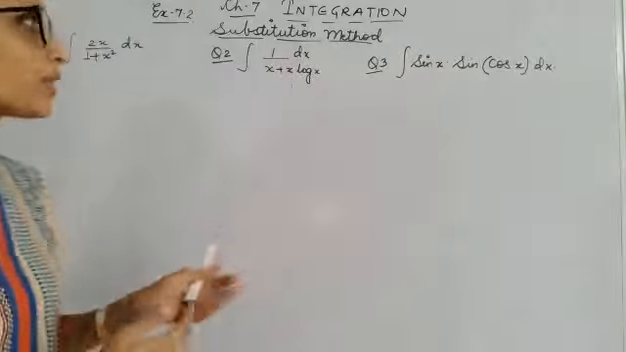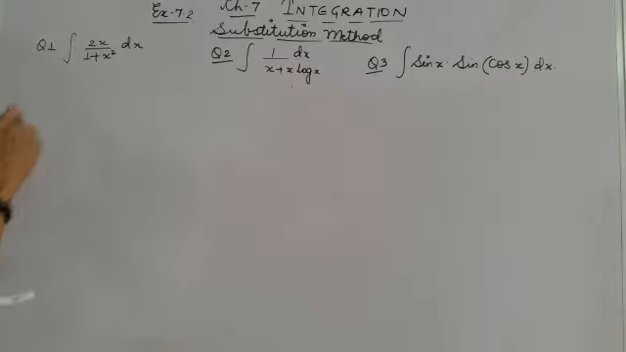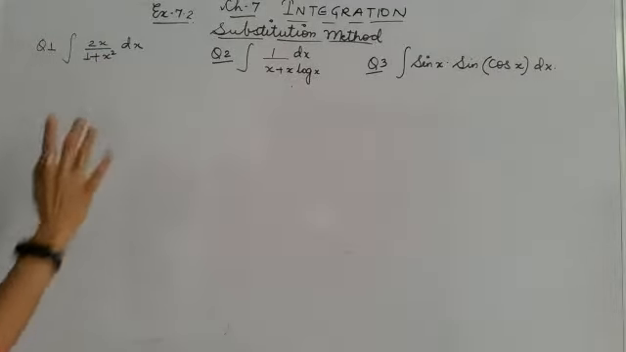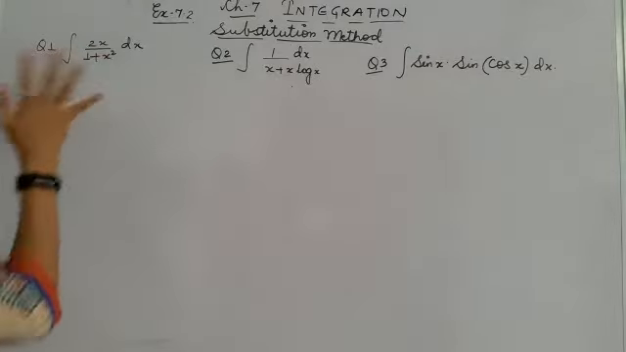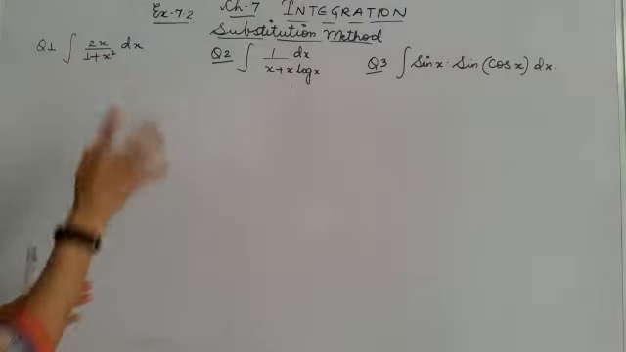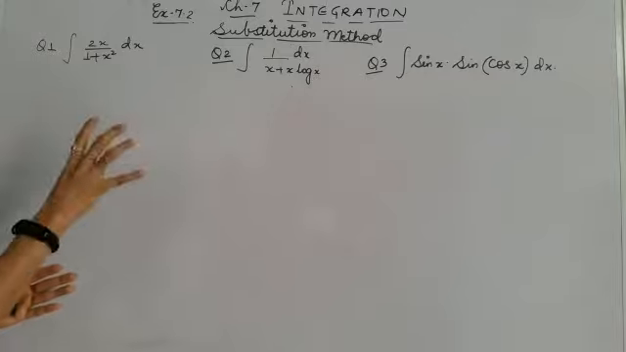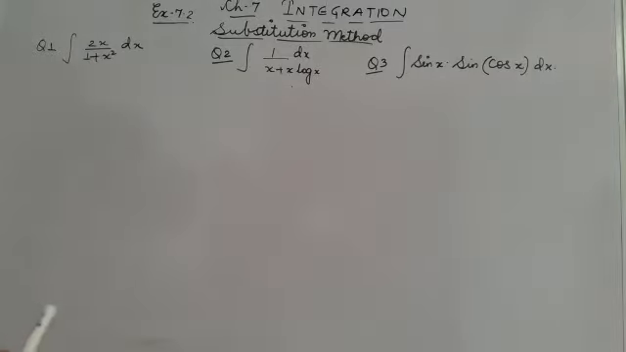So let's see. Here it is given the integration of 2x by 1 plus x square. This is not a direct formula based question and I am not able to convert this into a direct formula. After simplifying, this will also not be convertible into a direct formula based question. So here I will be applying the substitution method. So what does it say?